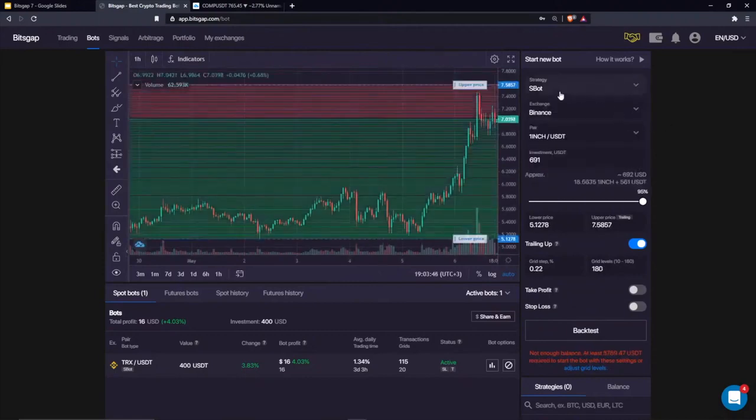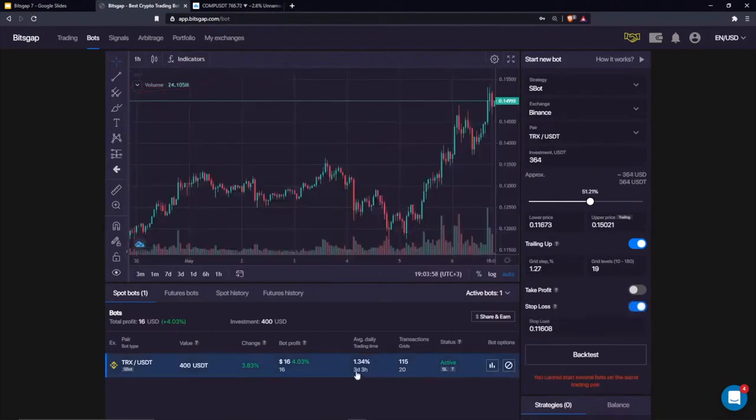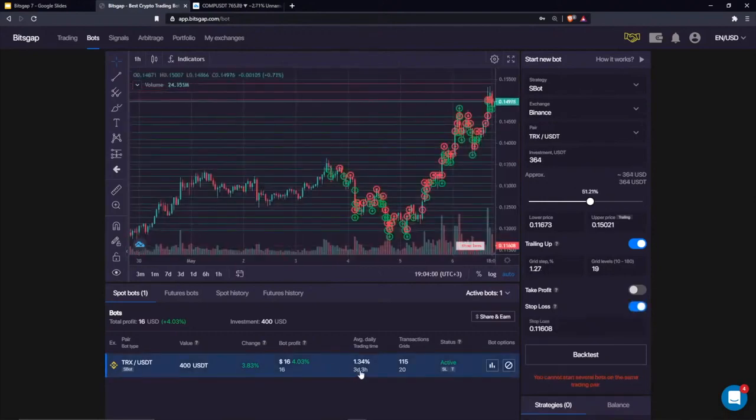Right now on my spot account on Binance, I have Tron trading to USDT. In 3 days I made on average 1.34% daily, which is a pretty decent return per day. You get more than 30% monthly if this sustains. So far so good. $16 on my 400 total investment.